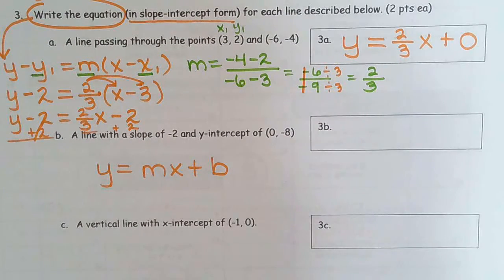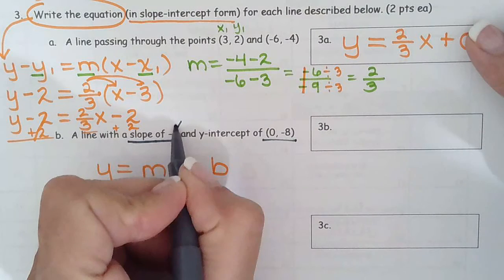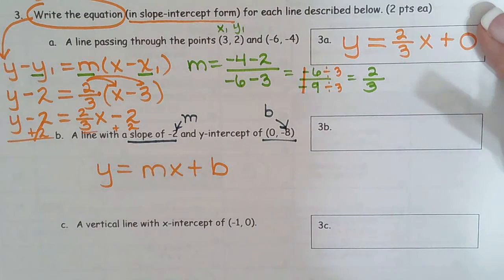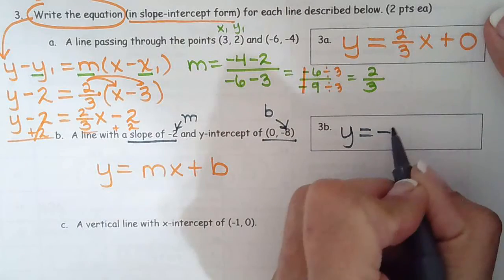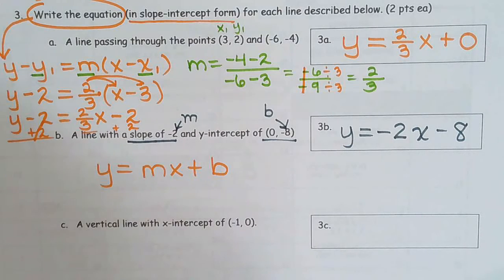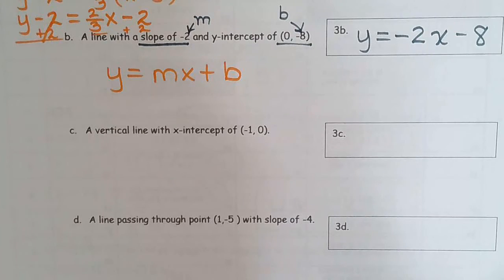Okay, part B requires absolutely no work because they gave us our main ingredients. There's my m and there's my b, and that's all we need to know to write an equation. So y equals, in place of m, put -2, so -2x minus 8. So no work involved, and I did put one like that on your test, so you will see one. You'll see one of each of these types.